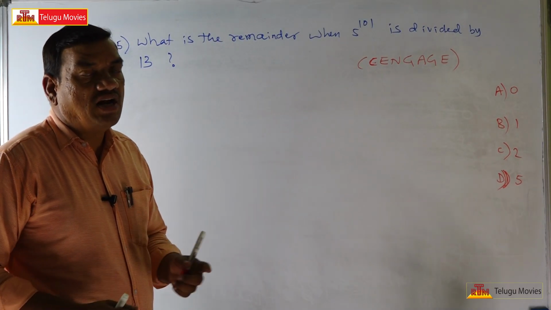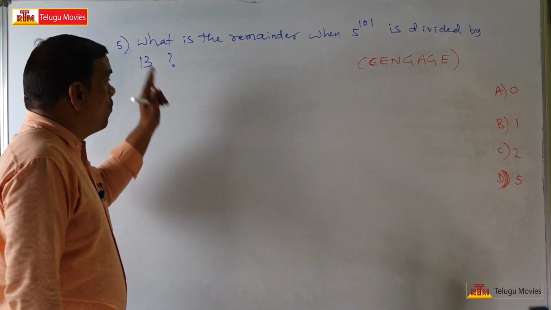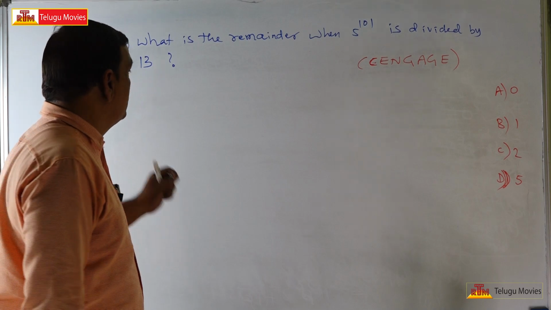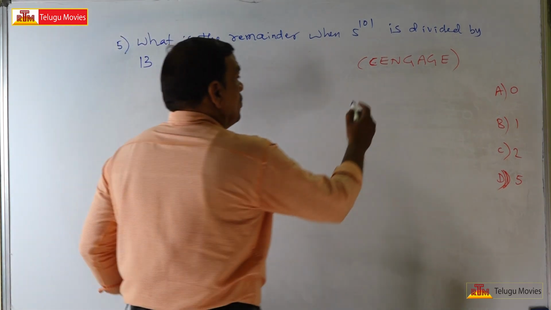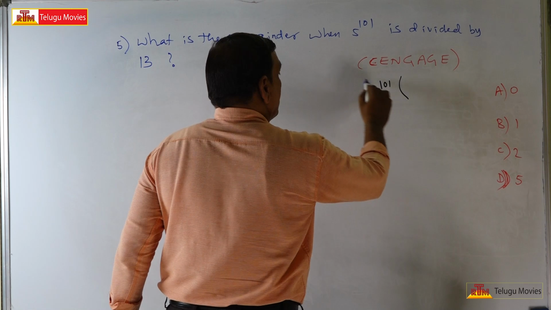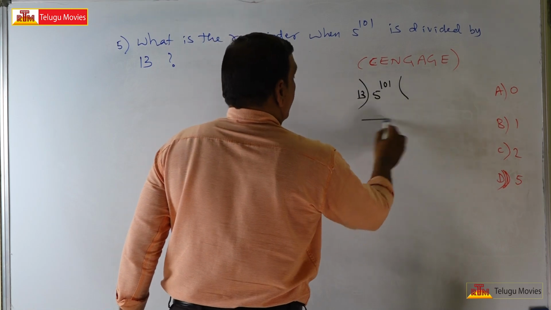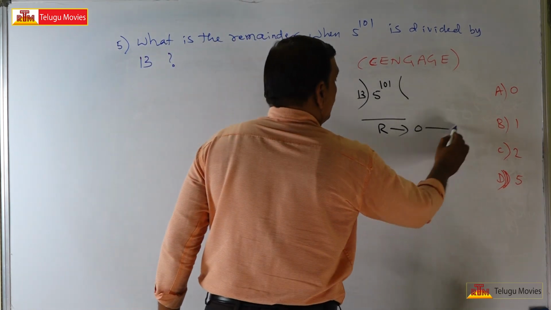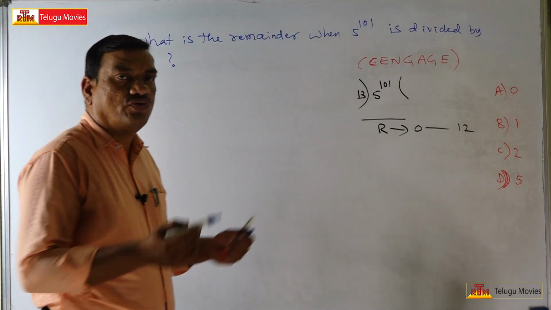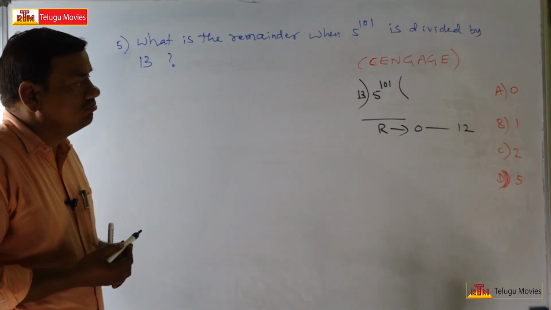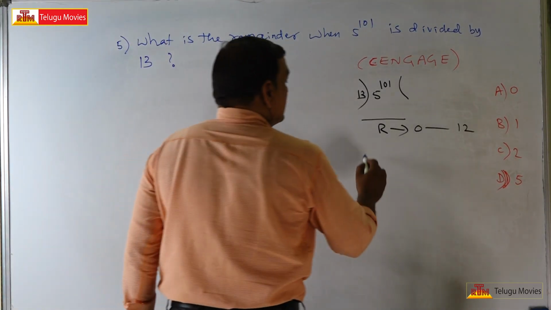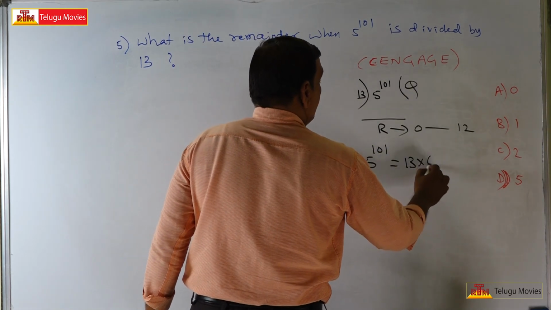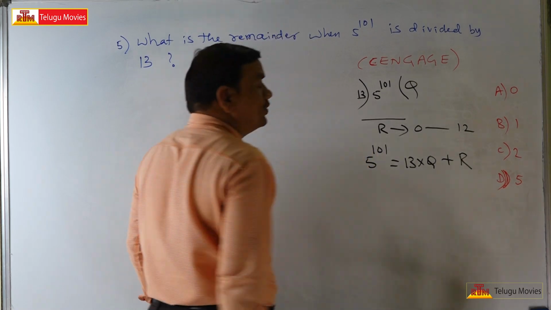Dear students, welcome to the fifth problem. What is the remainder when 5 to the power of 101 is divided by 13? Very clear. When 5 to the power of 101 is divided by 13, what is the remainder? Your remainder runs from 0 to 12: 0, 1, 2, 3, 4, and so on, up to 12. That means you have to express 5 to the power of 101 as 13 into quotient plus remainder, 13 into some integer.